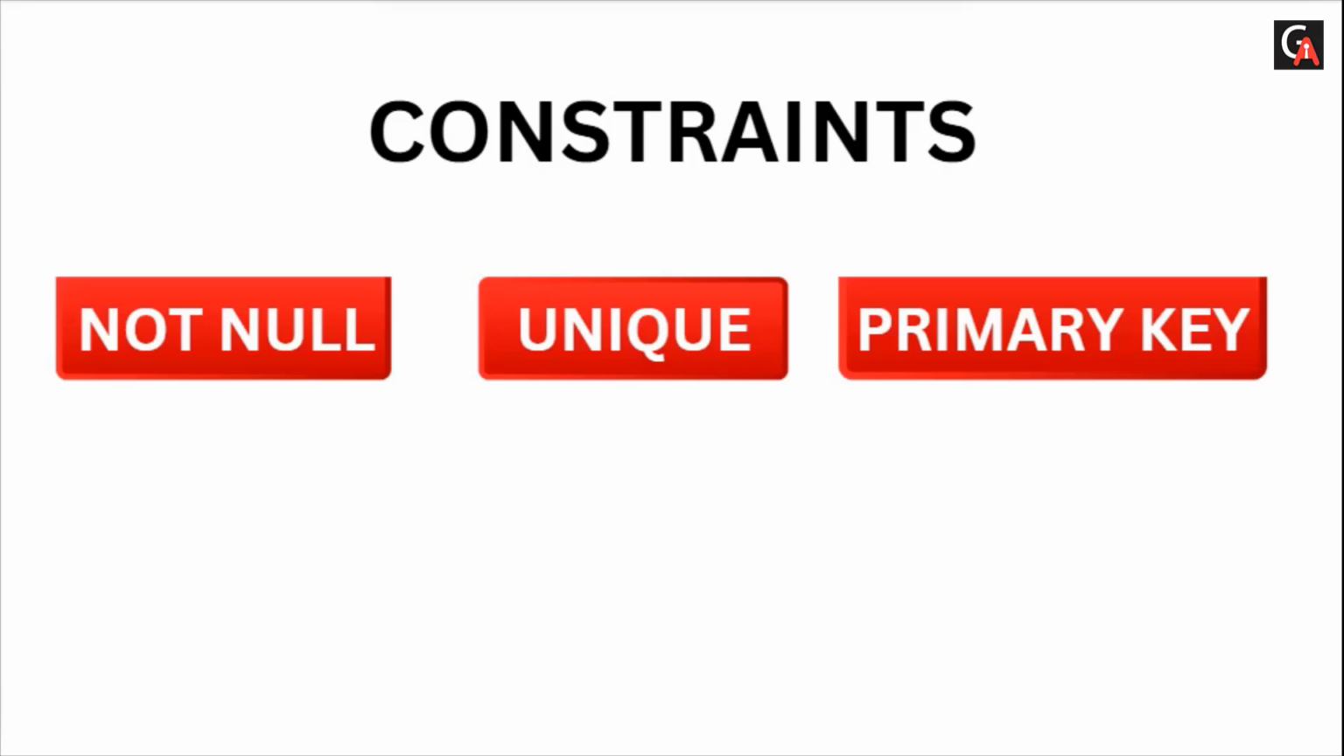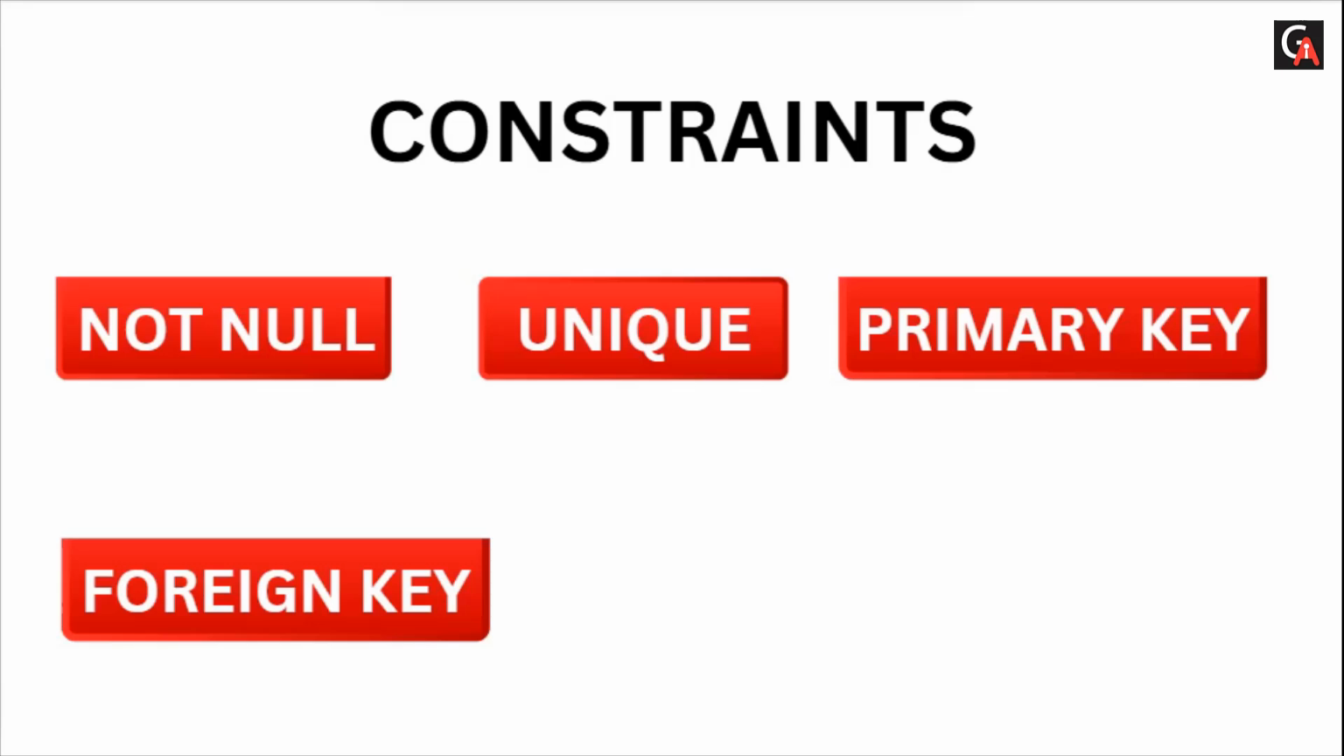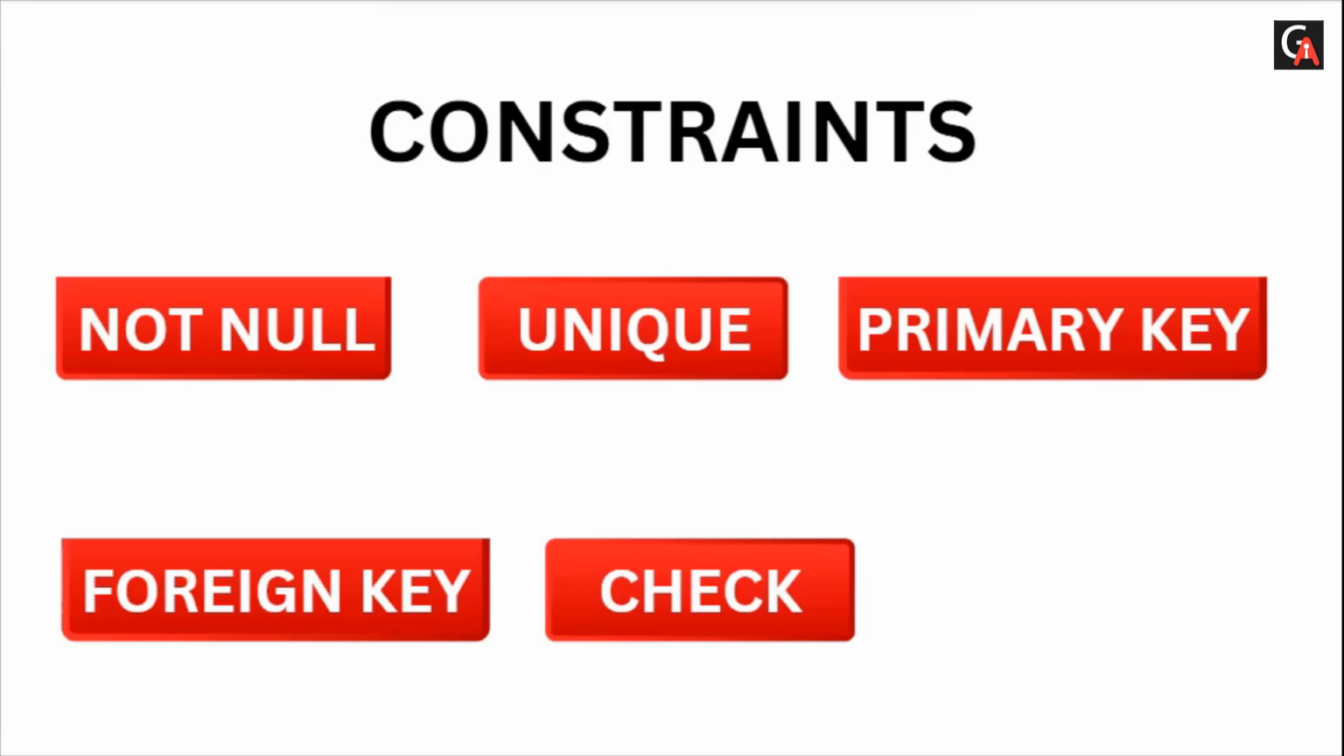Fourth, we have foreign key. It creates a link between two tables, ensuring data consistency across related tables. Fifth, we have check. It ensures that data in the columns meet a specific condition. Lastly, we have default. It sets a default value for a column if no value is specified.